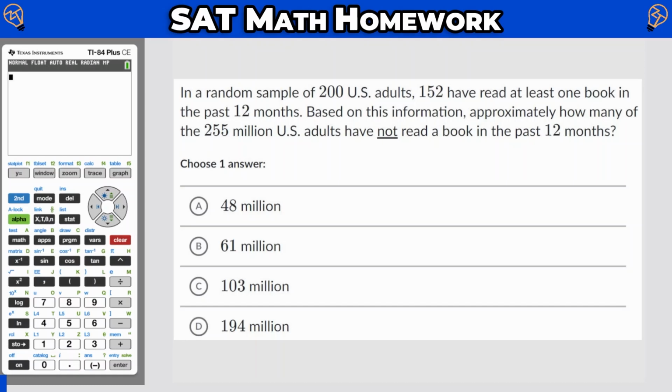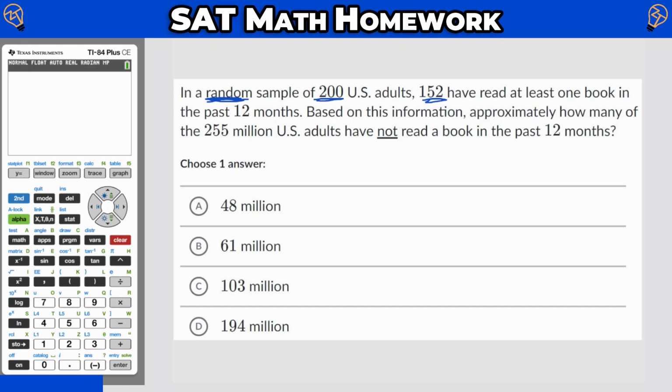So there's a couple ways we could approach this problem. When we see in the sample, notice it's random. They'll always say that because otherwise we can't draw conclusions about the population if the sample wasn't random. But they're saying 152 out of the 200 have read at least one book.